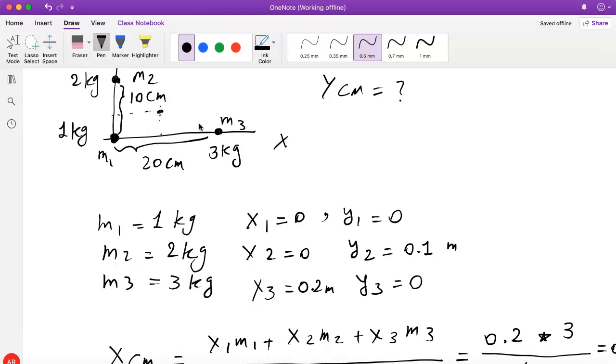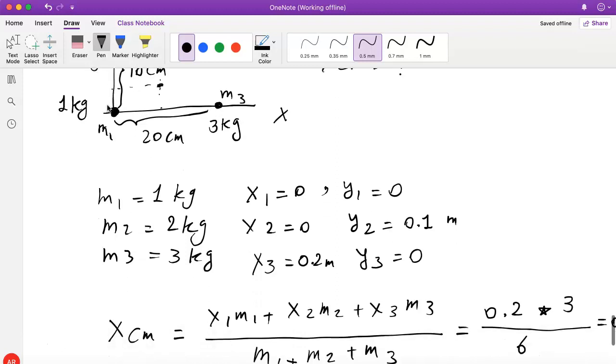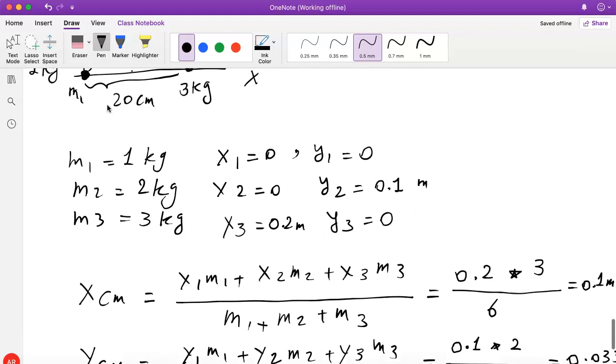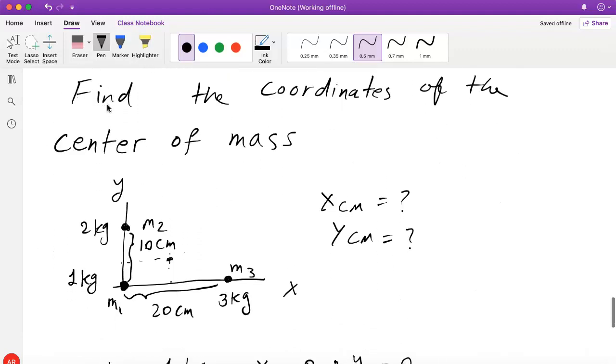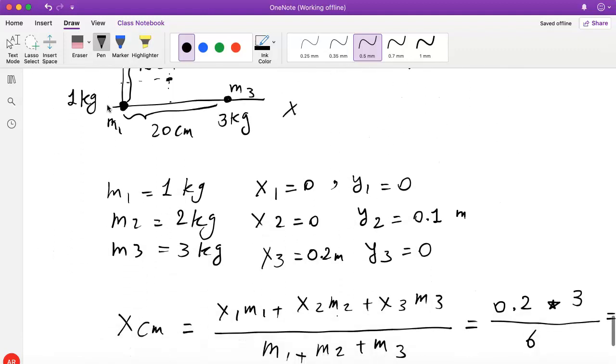It kind of makes sense. See, on this side you have 3 kilograms, on this side you have 3 kilograms, so it makes sense that on the x-axis it is halfway in between. Here, above this line you have 2, below you have 4, so it makes sense that this y distance is twice. All right, so that was our second example for finding the center of mass.